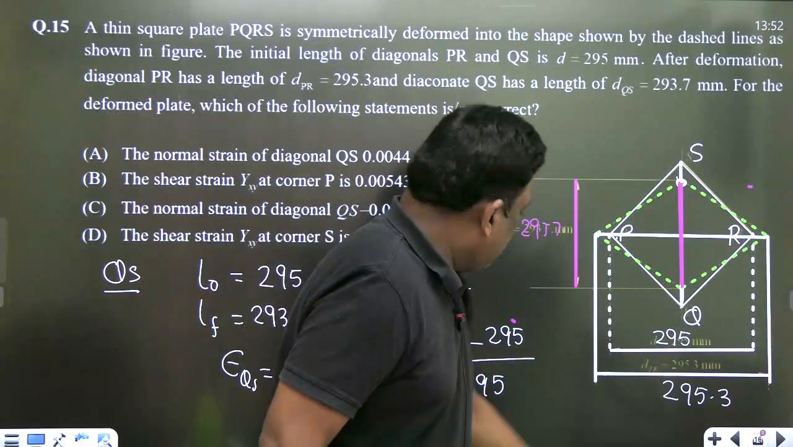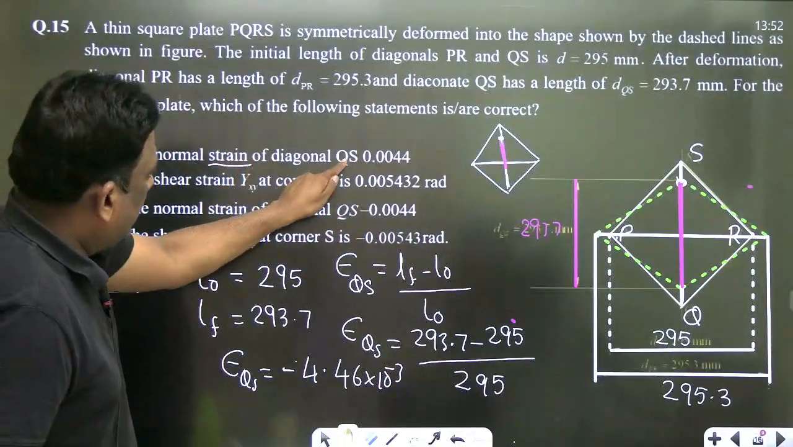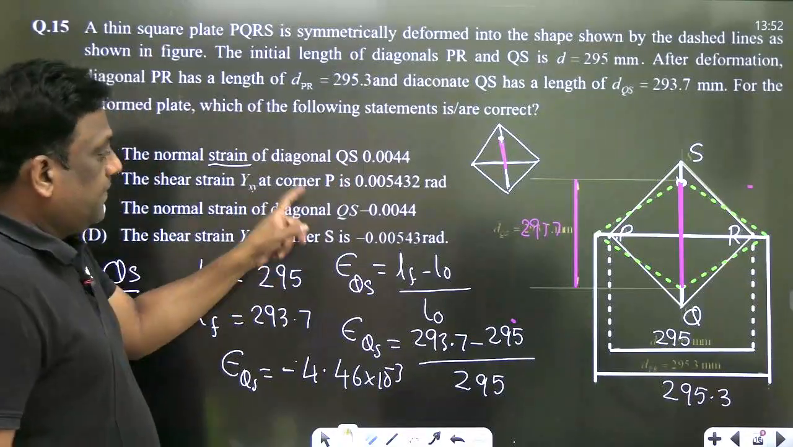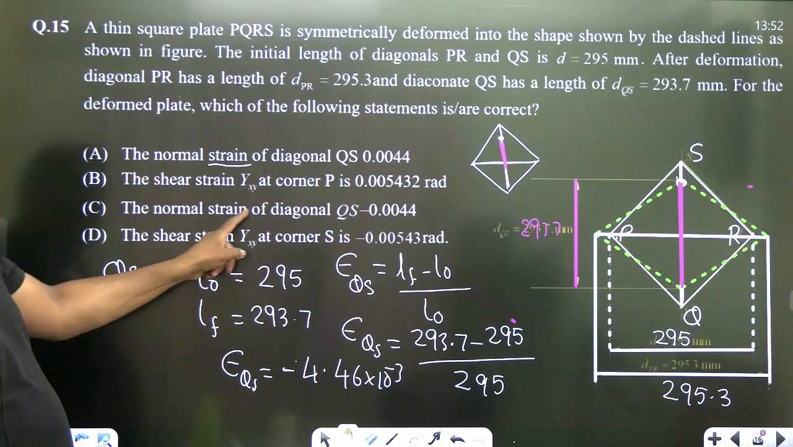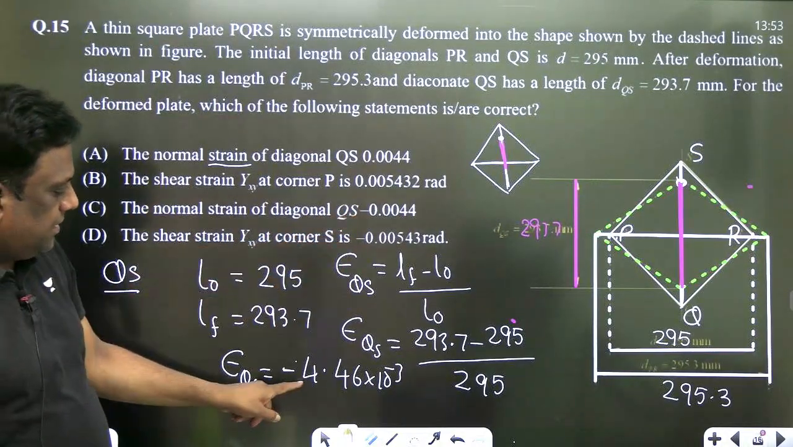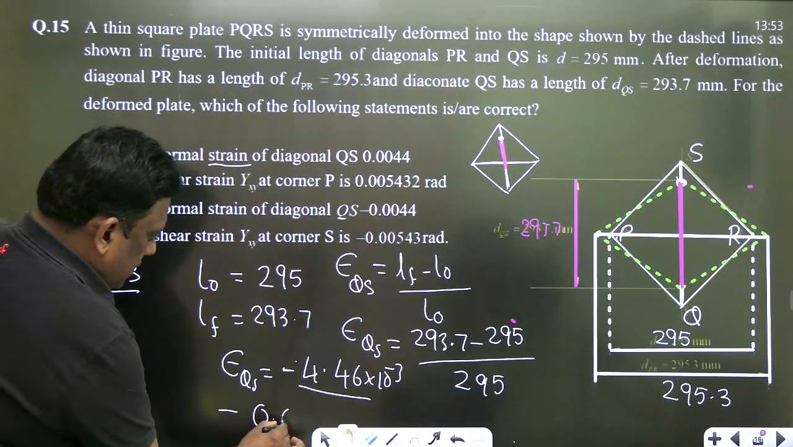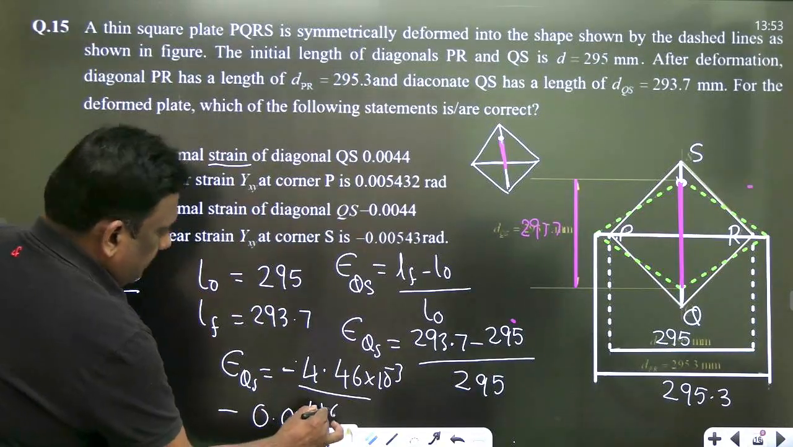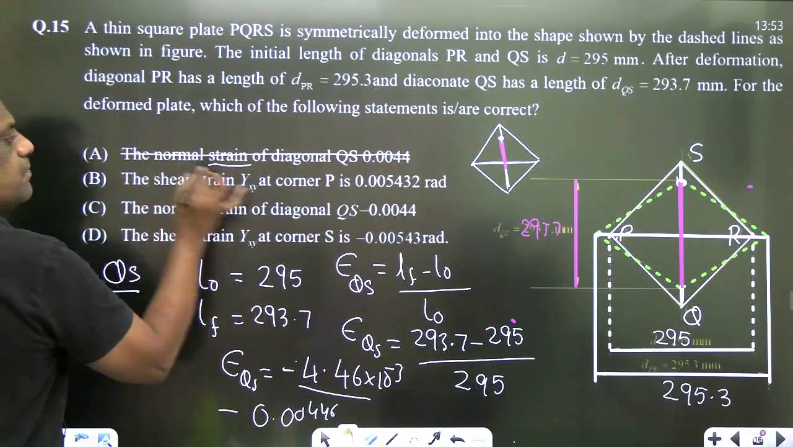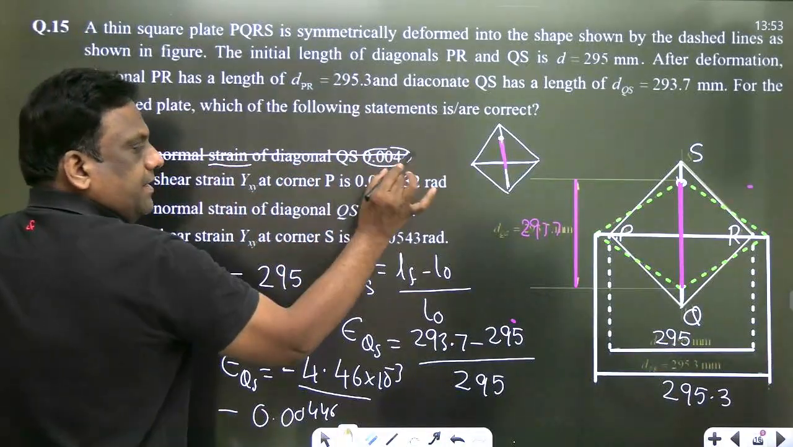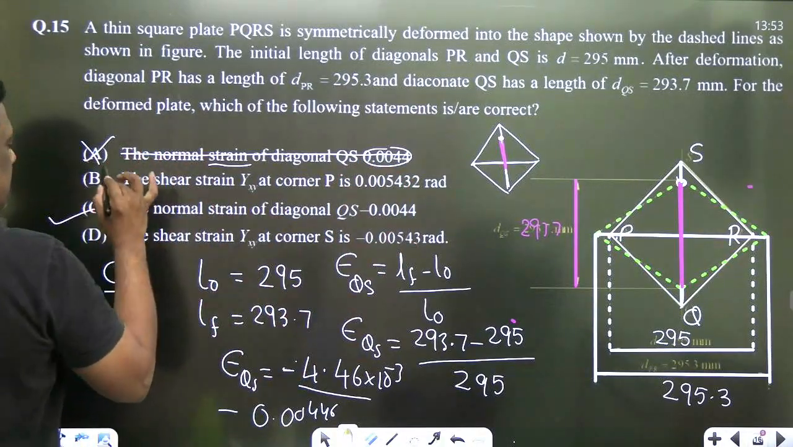Let me check whether the option is there or not. The normal strain in the diagonal QS is 0.00. Be careful. Here there is plus, here there is minus. The normal strain of the diagonal is minus. Actually, there is a reduction. So this can be written as minus 0.00446. So plus is wrong. Just by looking at the magnitude, don't commit. Don't give that answer. It is minus, so this is wrong, sir. C is the right answer.